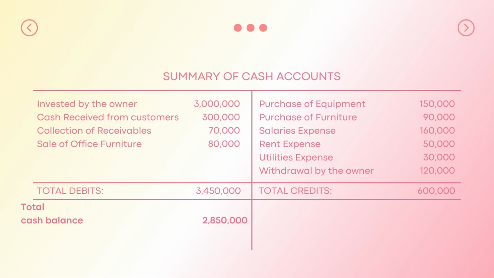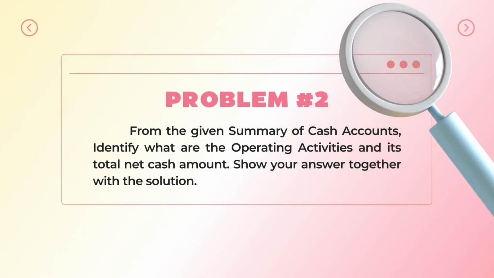Then we subtract the credits from the debits, and we have a total cash balance for the accounting period 2024, which is $2,850,000. For our second problem, from the given summary of cash accounts, identify what are the operating activities and its total net cash amount. Show your answer together with the solution.